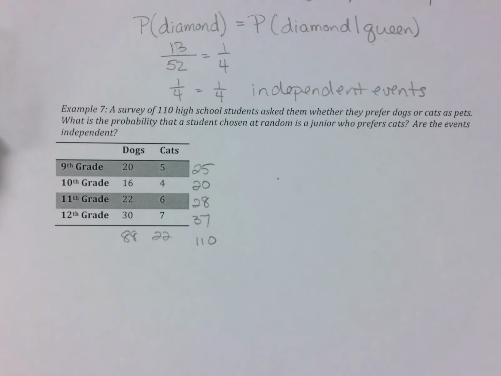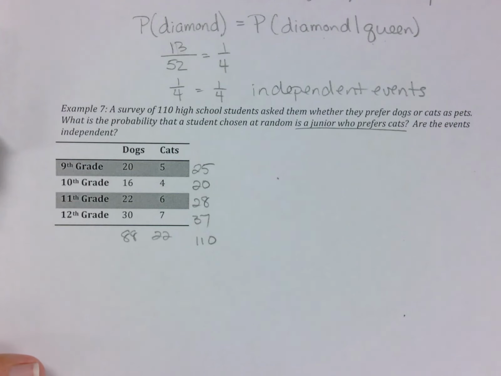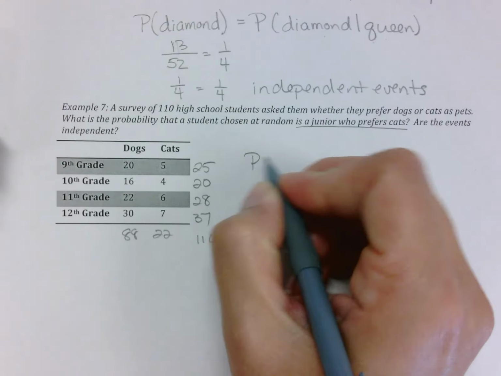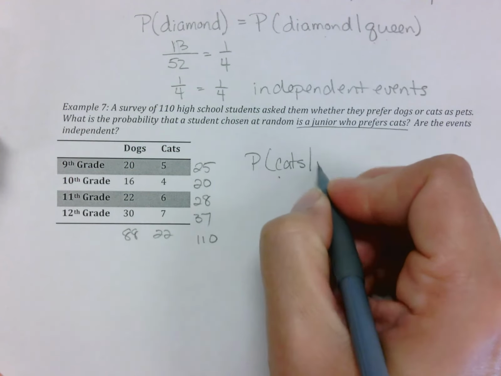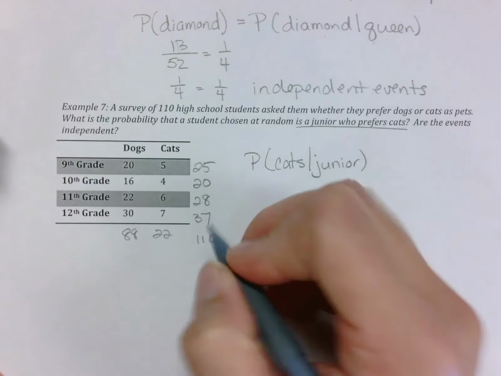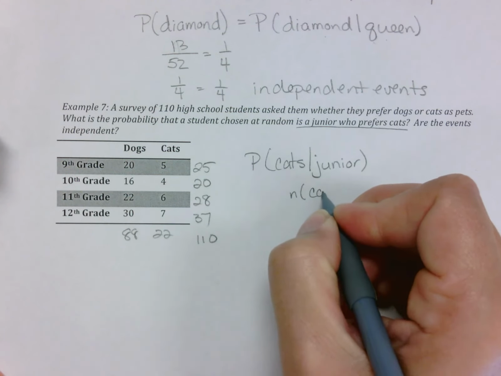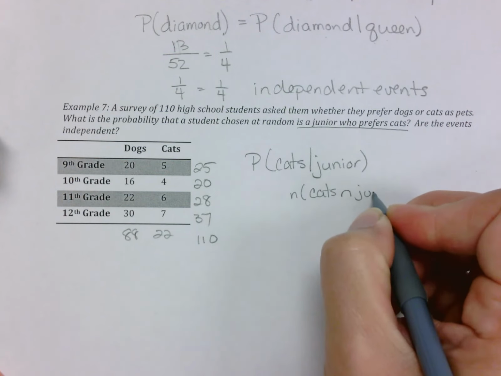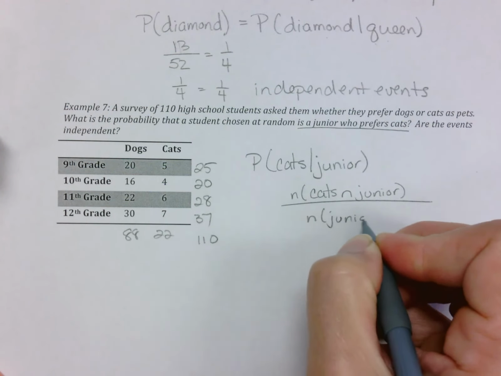So when we look at this, a student chosen at random is a junior who prefers cats. So the first part we want to know is, are we talking to a junior? So that needs to happen first. And then we want to know, hey, does that junior like cats? So does someone like cats given that they're a junior in high school? So to determine that probability, we're going to say the number of people who like cats and are a junior in high school divided by the number of people who are a junior in high school.